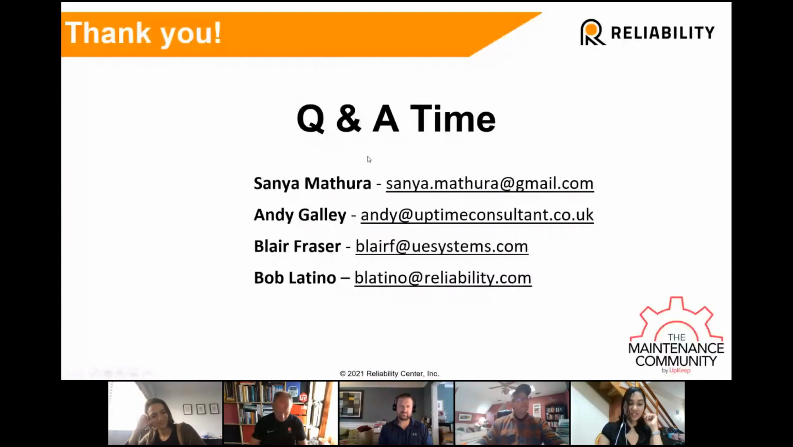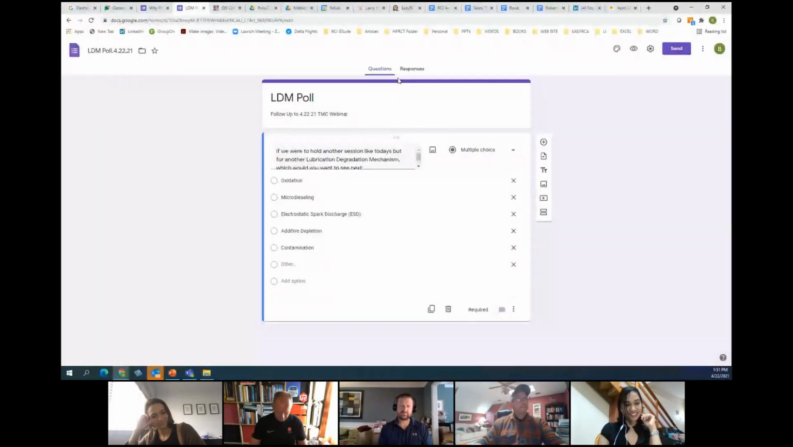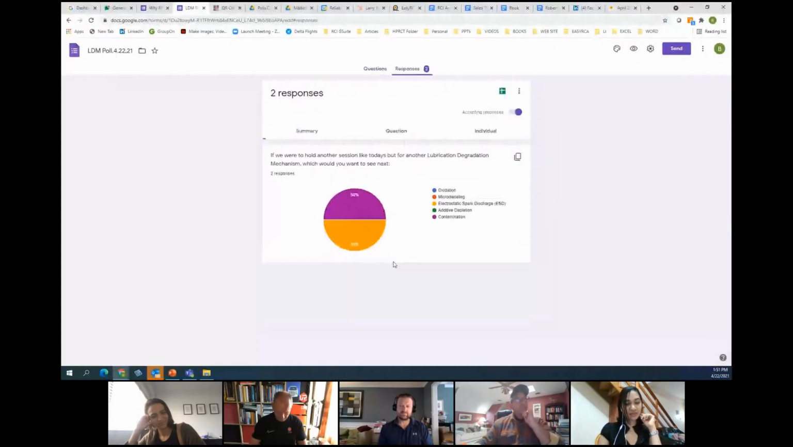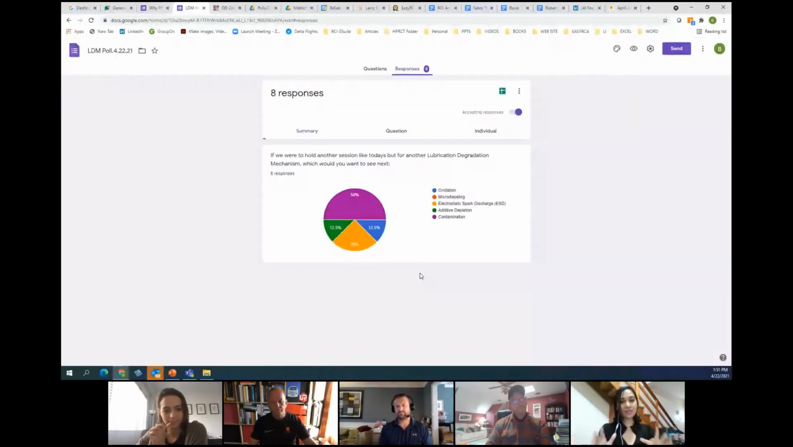Yeah, this is very interesting for us actually, because we want to be able to help you all with different mechanisms that you may see in your plants, in your equipment. And usually when we talk about lubrication degradation mechanisms, we go into these 6 of them. Which of the 6 do you really have a lot of issues with?